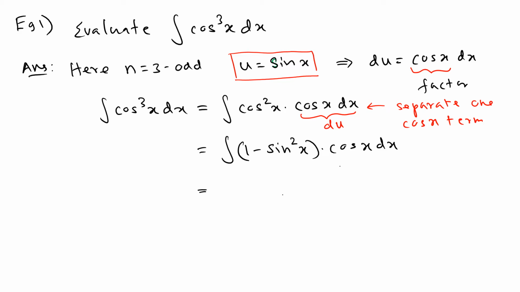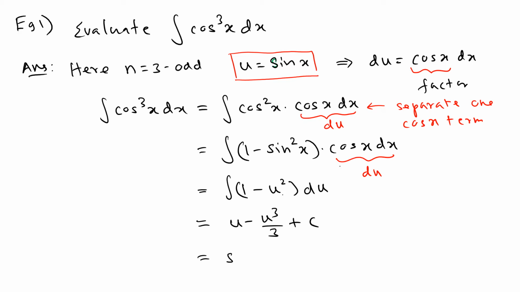We can substitute now, because we know that sine x is u. So we can rewrite this as 1 minus u squared, and cosine x dx is simply du. This is a really nice problem in the new variable. Now integrate with respect to u: this becomes u minus u cubed over 3 plus c. We don't leave the answer like that, because we substitute back: u equals sine x. So this is sine x minus sine cubed x over 3 plus c. That is how you integrate cosine cube x, and it's not that difficult.